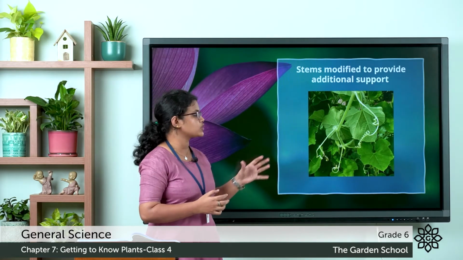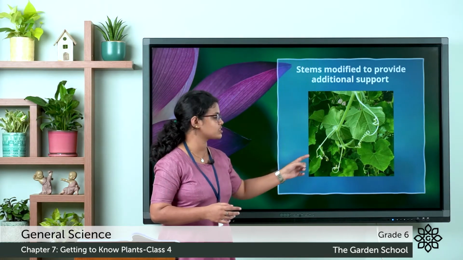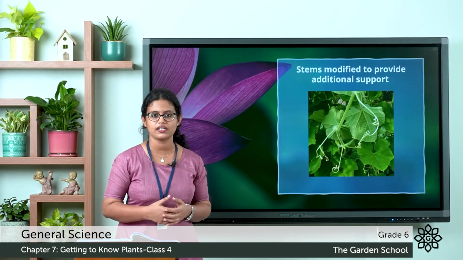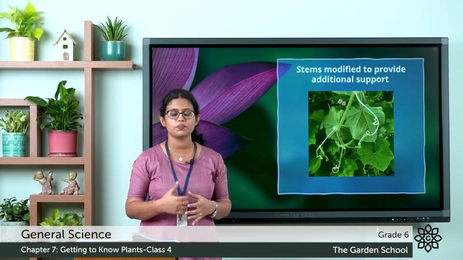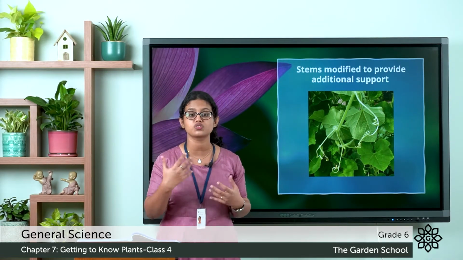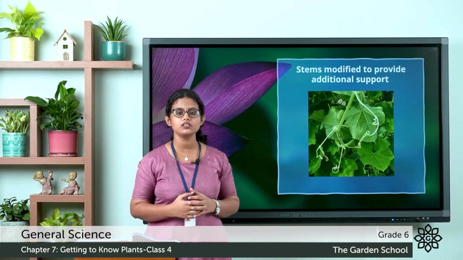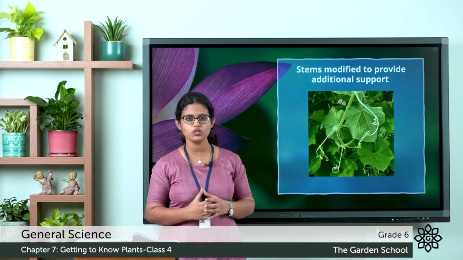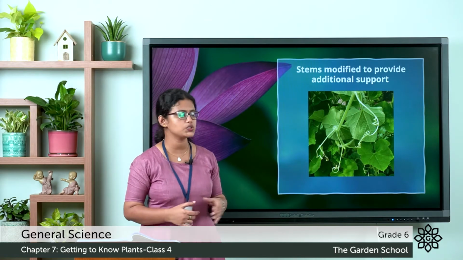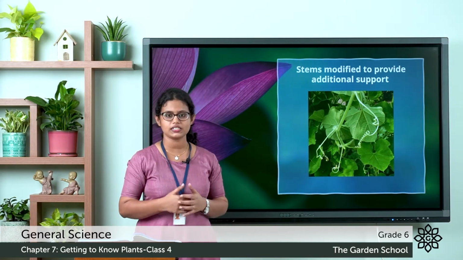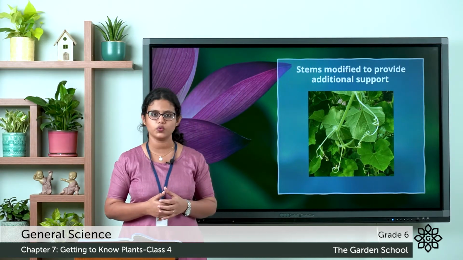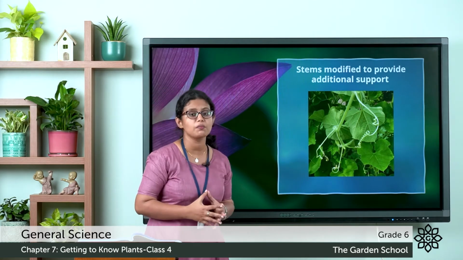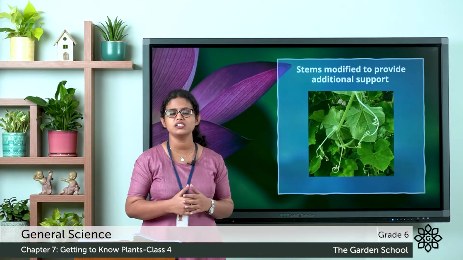If you see this picture, you can see the thread-like structures. That is called the tendrils. Plants that have weak stems cannot grow straight. To help the plant to coil around a support, the stems are modified into tendrils. It is the tendrils that coil around nearby objects and help the plant to grow upwards. So stems are modified to provide additional support.